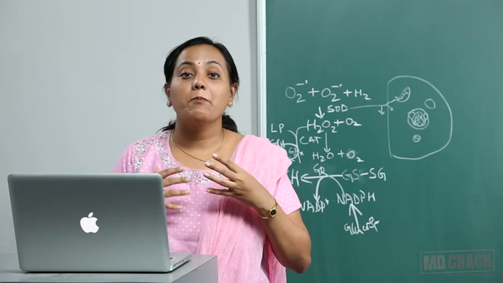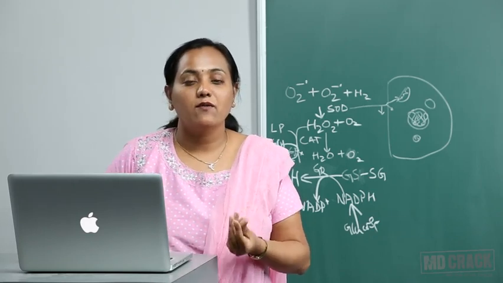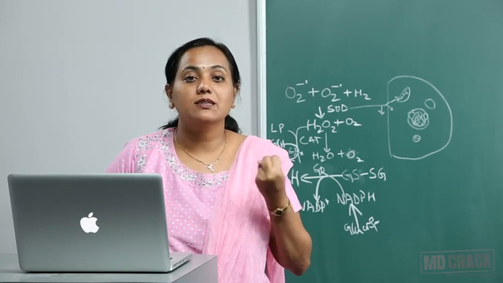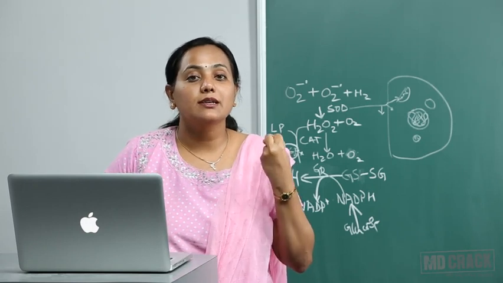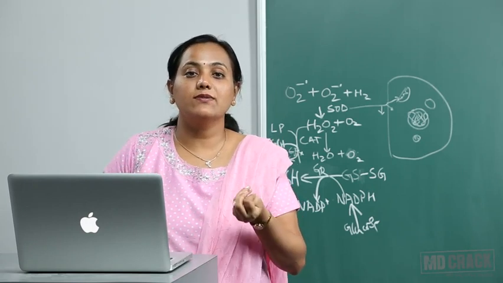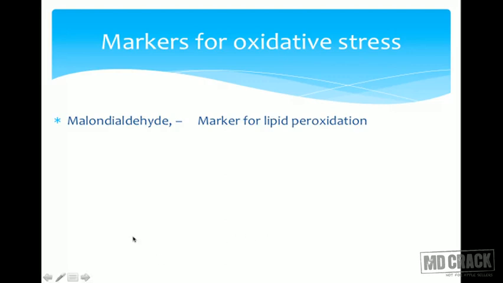So let us look at the markers for oxidative stress. Are there any markers? One, we can have something which is damaged and released, which we can mark, or we can look at certain antioxidant levels within the blood. So which are the markers? Now one important marker is malondialdehyde, which is a marker for lipid peroxidation.